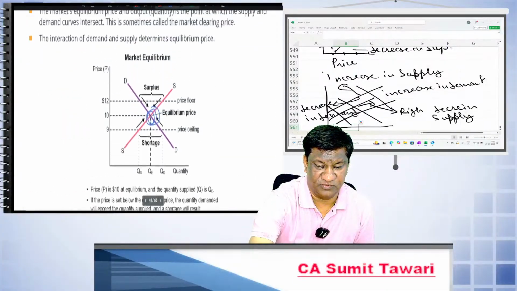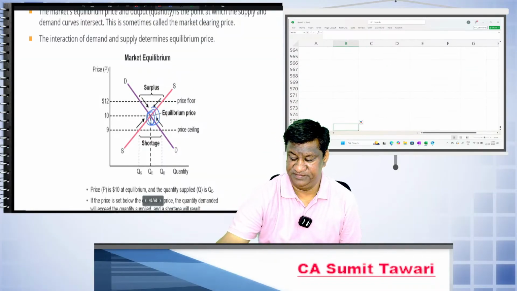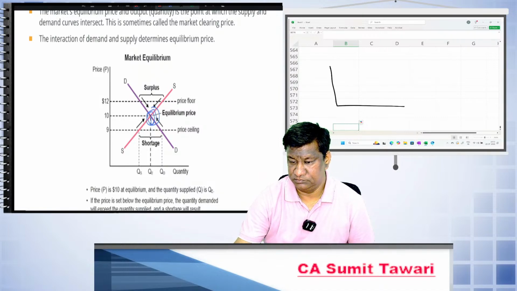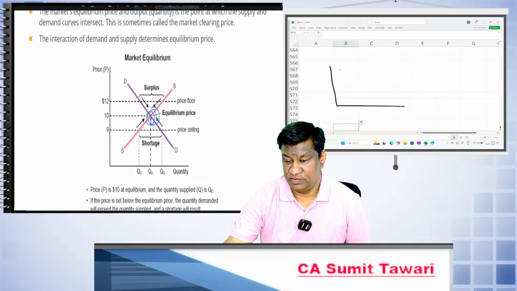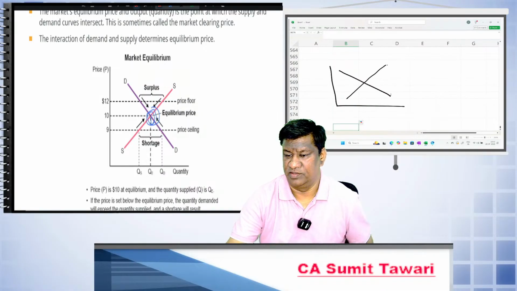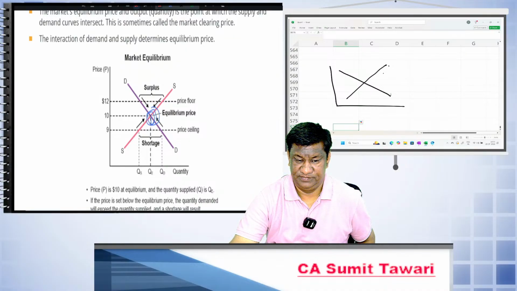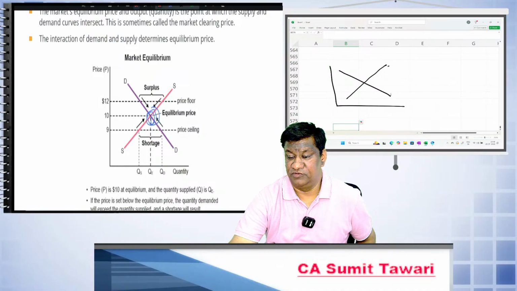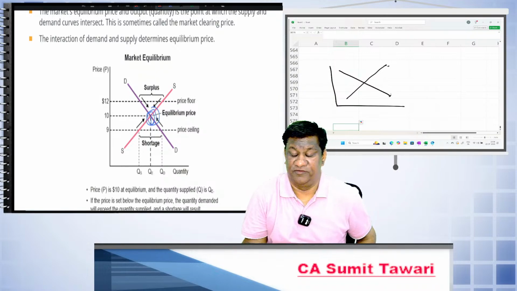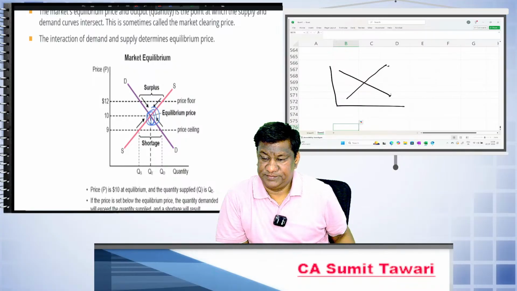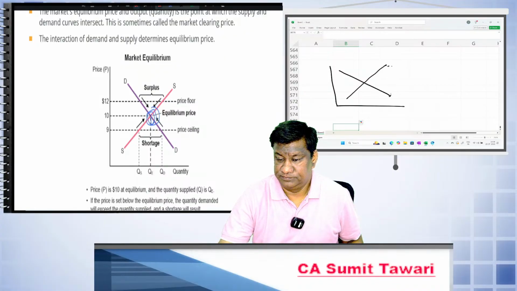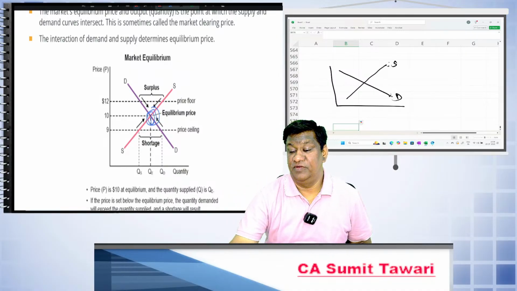I'll quickly explain the market equilibrium because we have five minutes. I want to know whether this is the demand curve or supply curve, and whether this is a demand curve or supply curve. Upward sloping is the supply curve. Downward sloping is the demand curve. Correct. So this is the demand curve and this is the supply curve.